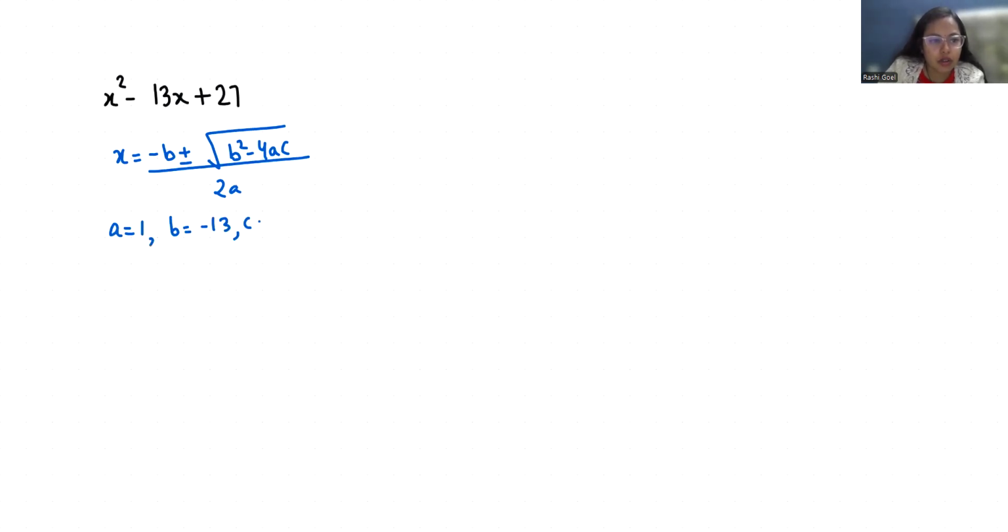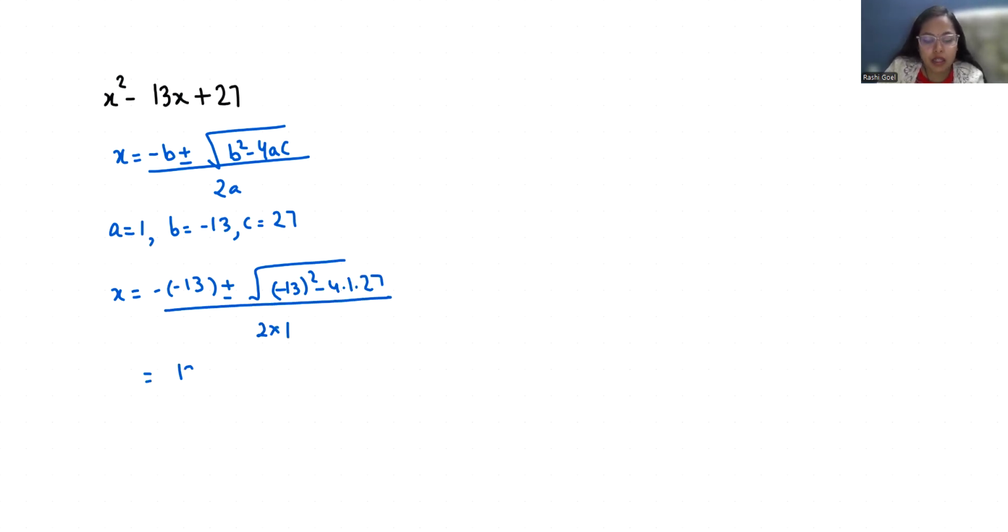So x is equal to minus of minus 13 plus minus under root minus 13 square minus 4 times 1 times 27 by 2 times 1. So 13 plus minus under root 13 square is 169 minus 108 by 2. Now x is equal to 13 plus minus under root 61 by 2.